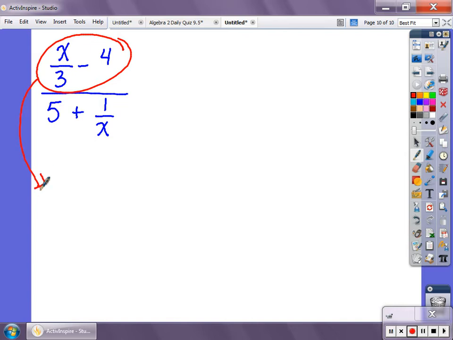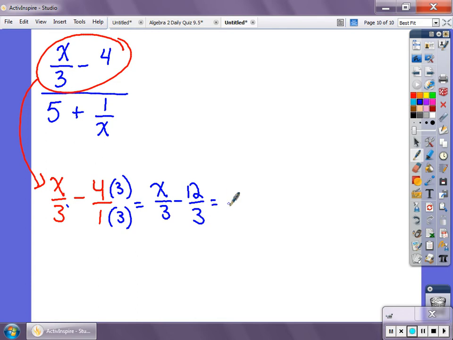So we're going to come down here. x over 3 minus 4, and I'm going to put the 4 over 1. Now, just like in one of the previous examples, we have to think, what's the least number that both 3 and 1 go into? And the answer to that is 3. So we put a 3, we put a 3. I don't need to multiply this by any number because the denominator is already 3. So that's equal to x over 3 minus 12 over 3, which is equal to x minus 12 all over 3. So this right here gets replaced with x minus 12 over 3.